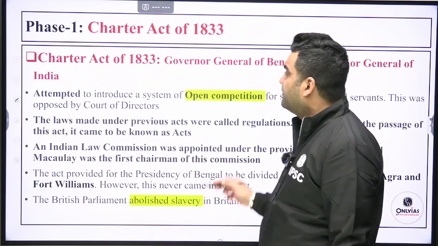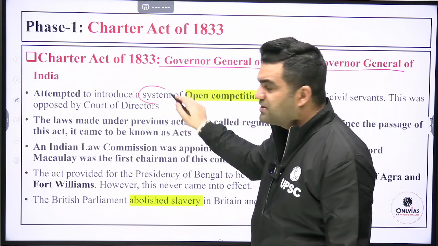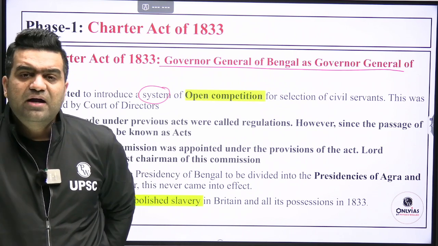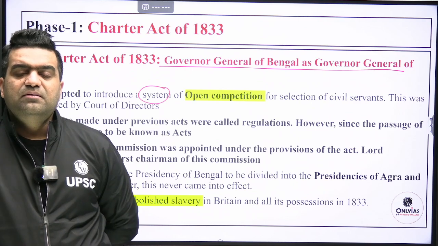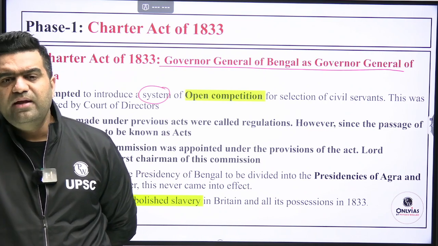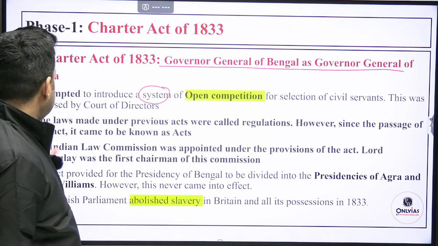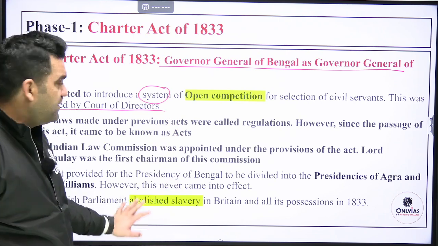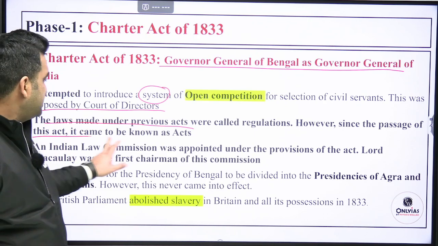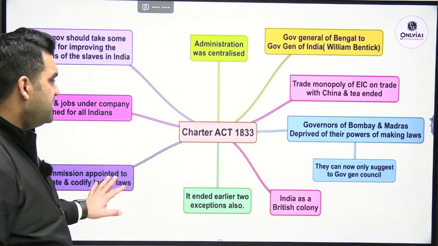Now, Charter Act of 1833, Governor General of Bengal as Governor General of India, attempted to introduce a system of open competition for entry into civil services, as the demand was raging for Indians to be given a place in the Governor General's Council. So they thought, okay, let's give open competition in the administrative services. This was opposed by the Court of Directors of the company. The laws made under the previous acts were called regulations. However, since the passage of this act, it came to be known as acts. Repetition out there. Indian Law Commission, etc. Abolished slavery. This thing is taken care of.